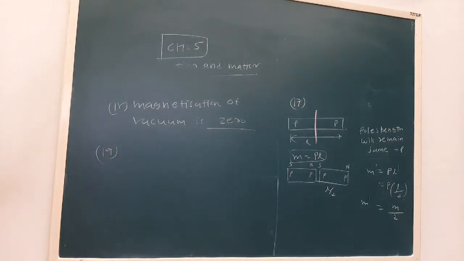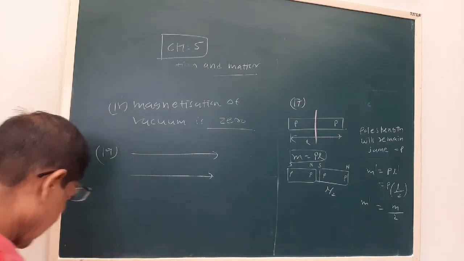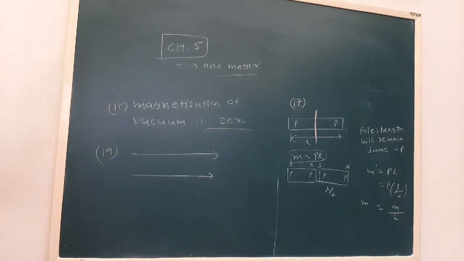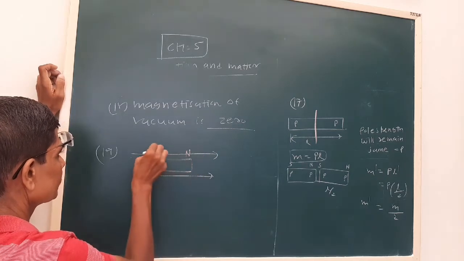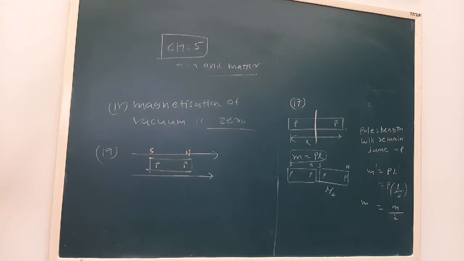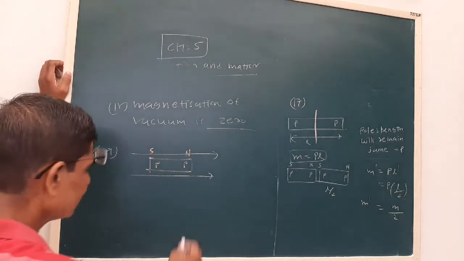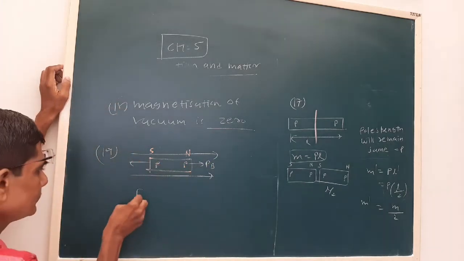Okay, now see our next MCQ. A bar magnet is placed parallel to the uniform magnetic field. Okay, so what is the force and the torque? Now see, force is a vector quantity. Here it will be PB, opposite direction.